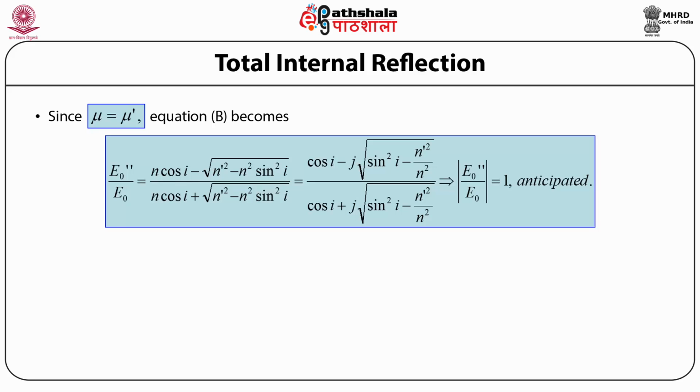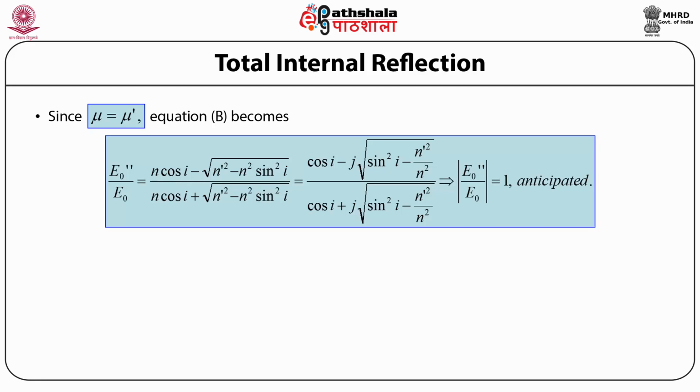And this can then be written as cos of angle of incidence minus j times under root of sine square angle of incidence minus square of the refractive index of medium 2 by square of the refractive index of medium 1, whole divided by cos of angle of incidence plus j times under root of sine square angle of incidence minus square of the refractive index of medium 2 divided by square of the refractive index of medium 1.